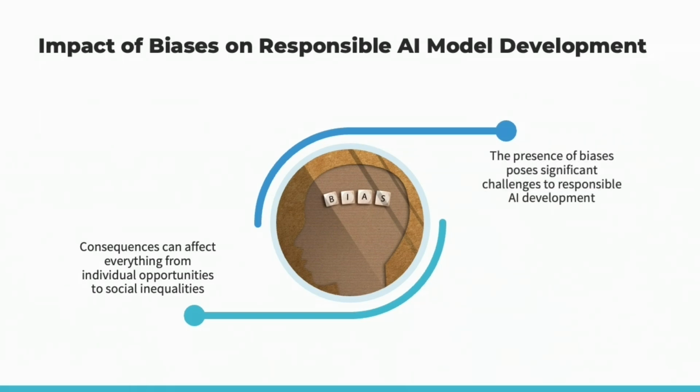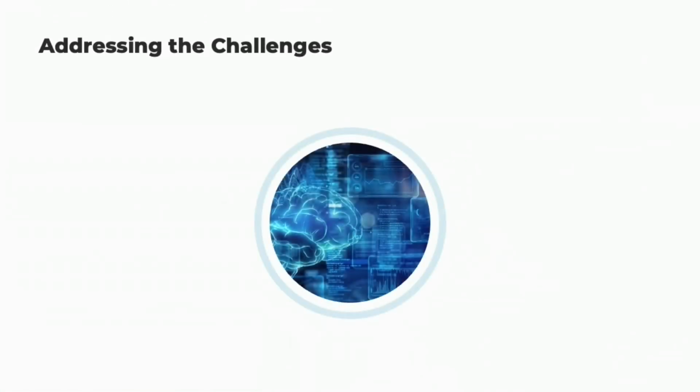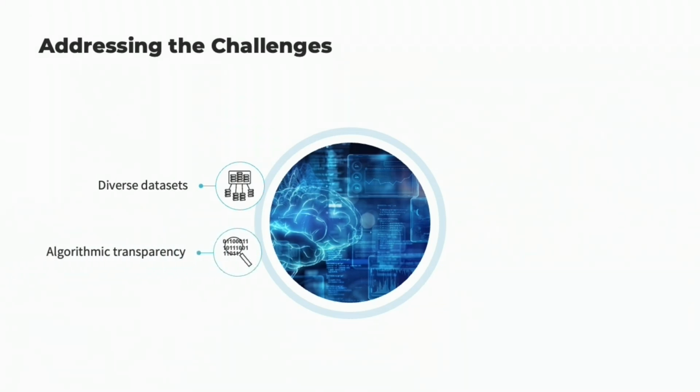The presence of biases in AI poses significant challenges to the development of responsible AI models. To address the challenges imposed on the development of responsible AI, it is essential to, number one, diversify datasets. This means ensuring that the data used to train AI models is diverse and representative of the population. This helps in reducing the risk of biases being encoded into AI systems. And again, there's this algorithmic transparency. This means developing AI models with transparent algorithms, allowing for the identification and correction of these biases.